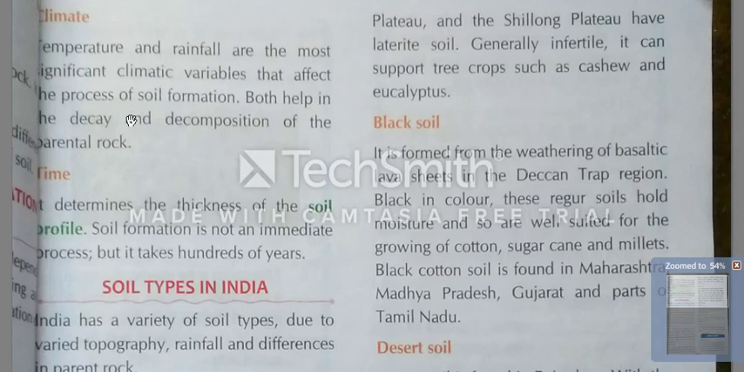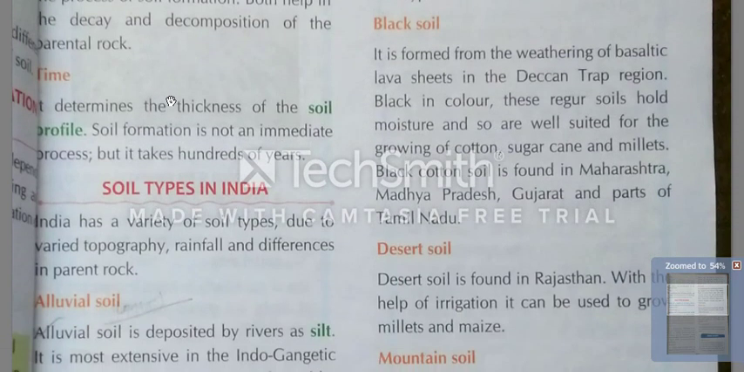Now here we will see the most important point, time. In Nuts and Bolts, I have taught you that for forming a 2 centimeter layer of topsoil, it takes 500 years. How much time? 500 years. It's a long time.